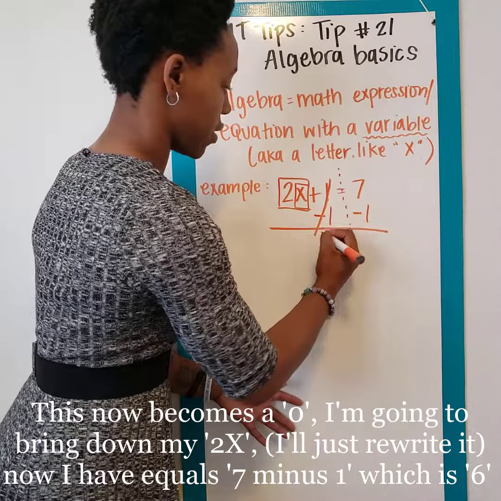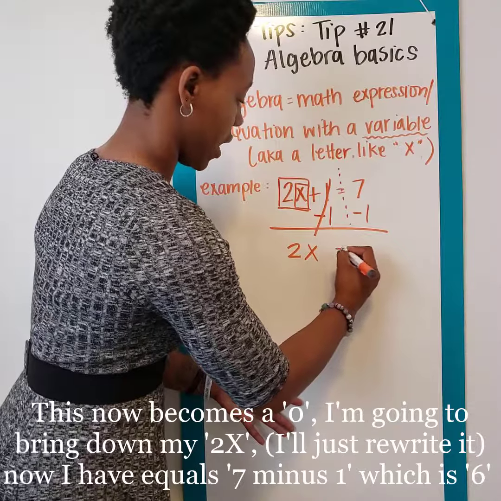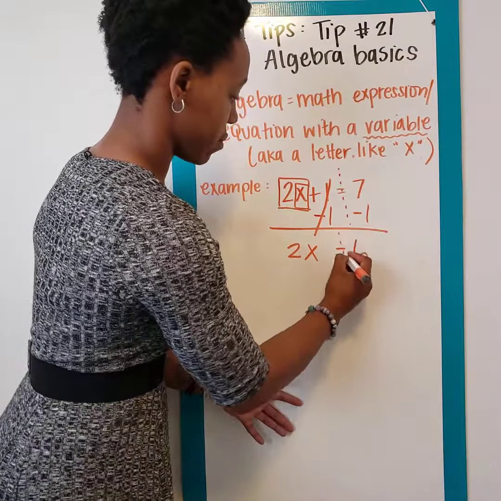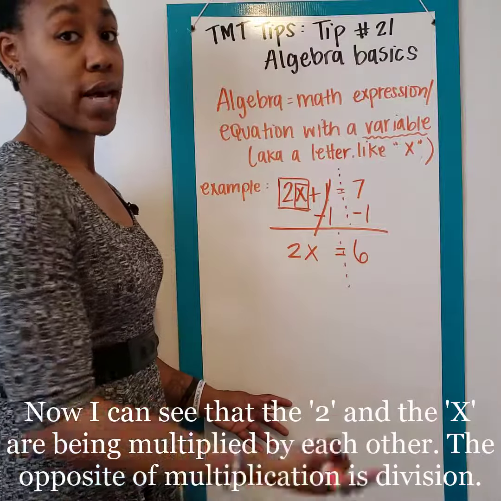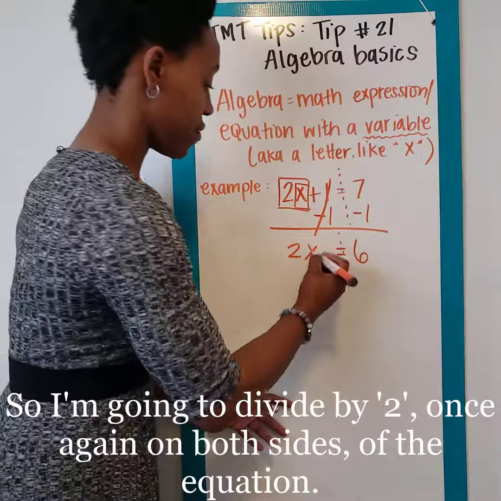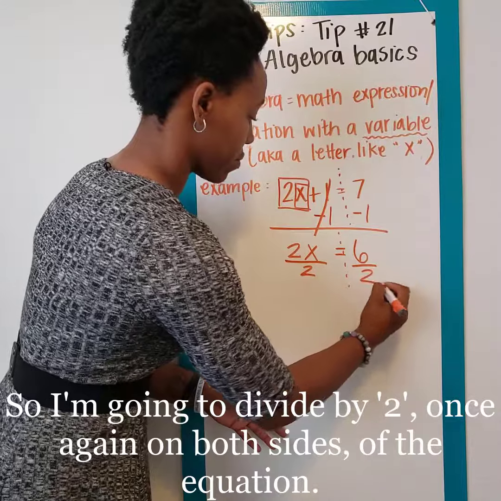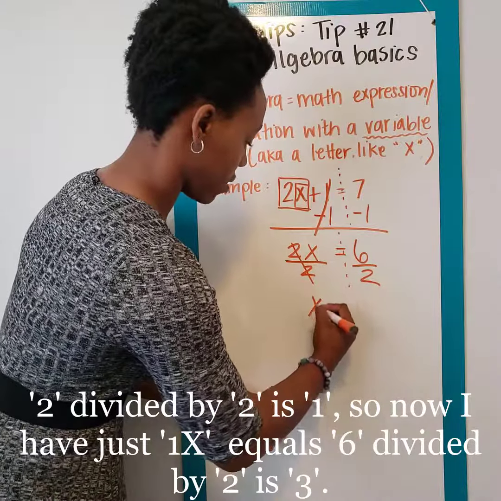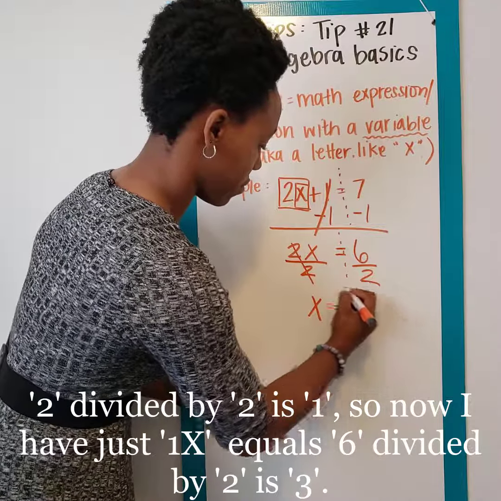This now becomes a 0. I'm going to bring down my 2x. I'm just going to rewrite it. And now I have equals 7 minus 1 is 6. So now I see that the 2 and the x, they're being multiplied by each other. The opposite of multiplication is division. So I'm going to divide by 2, once again, on both sides of the equation. 2 divided by 2 is 1, so now I have just 1x equals 6 divided by 2 is 3.